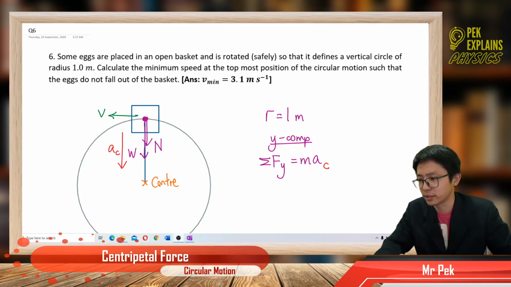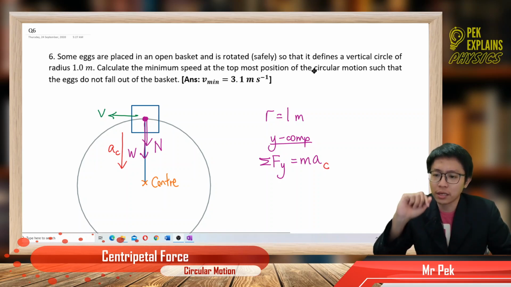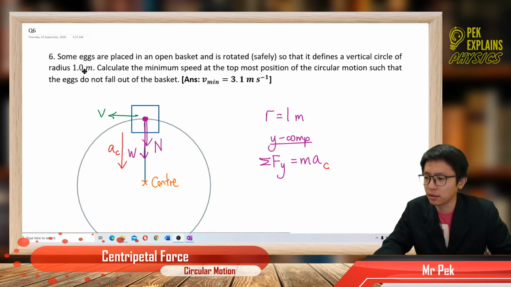Okay, let us read the question together. Some eggs are placed in an open basket and is rotated safely so that it defines a vertical circle of radius 1 meter. Calculate the minimum speed at the topmost position of the circular motion such that the eggs do not fall out of the basket.